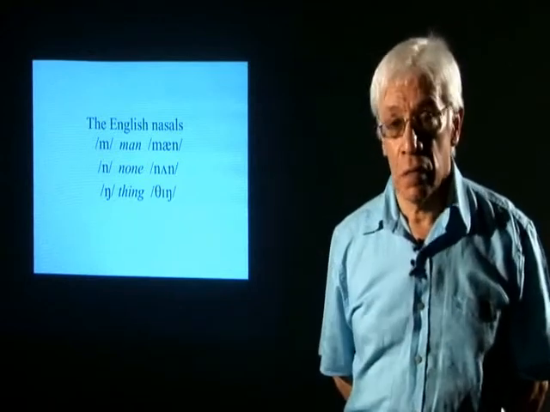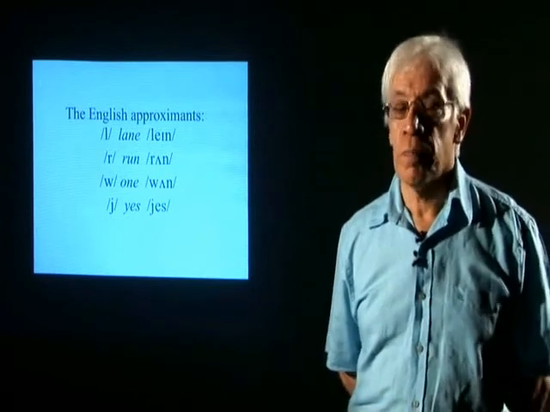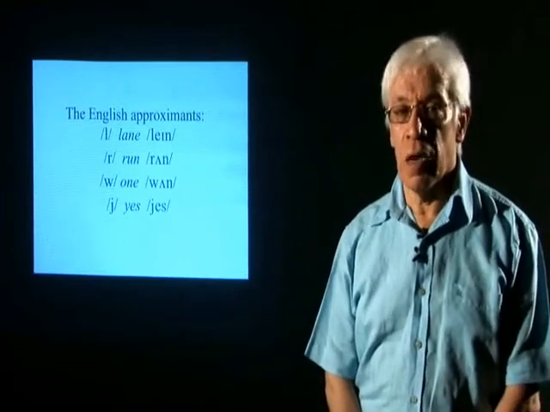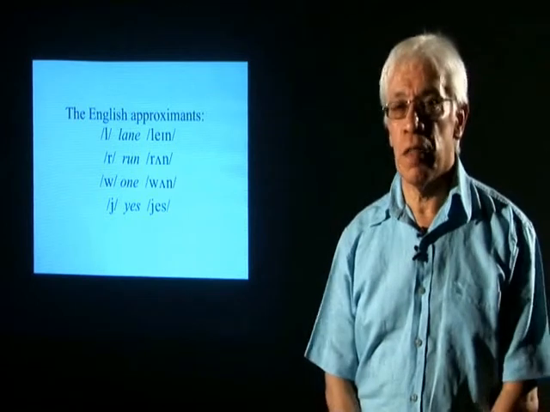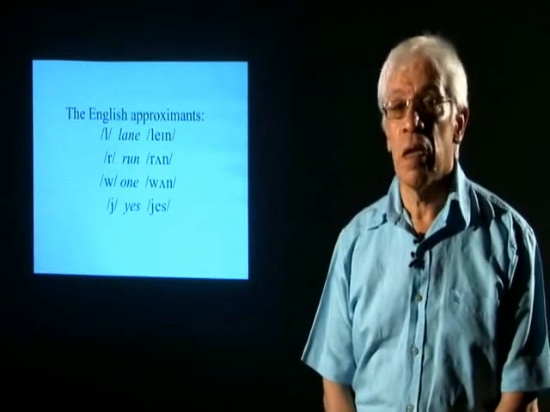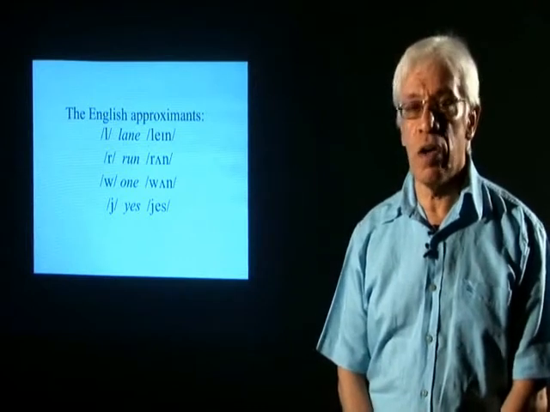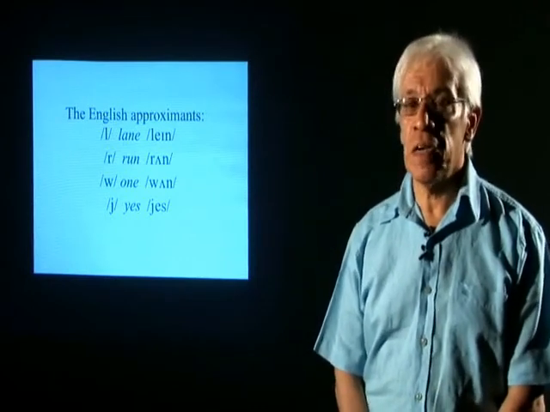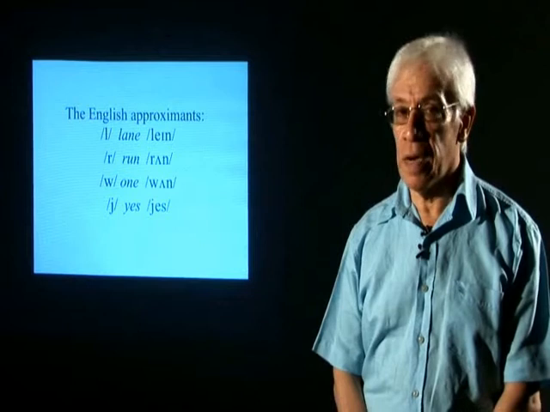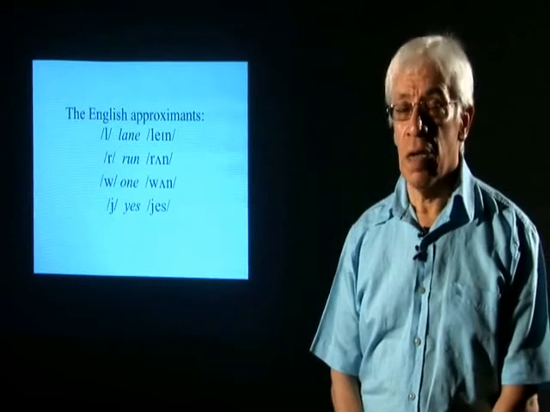Next, the last four, we've done 20 so far. Next are the approximants. We can group them under a blanket term, which is approximant, and we can mention these four in that group. L as in lane, same as in Spanish. R as in run, run. Number 3 there is w as in one. And finally, y as in yes. Let's have them again. Lane, run, one, yes.